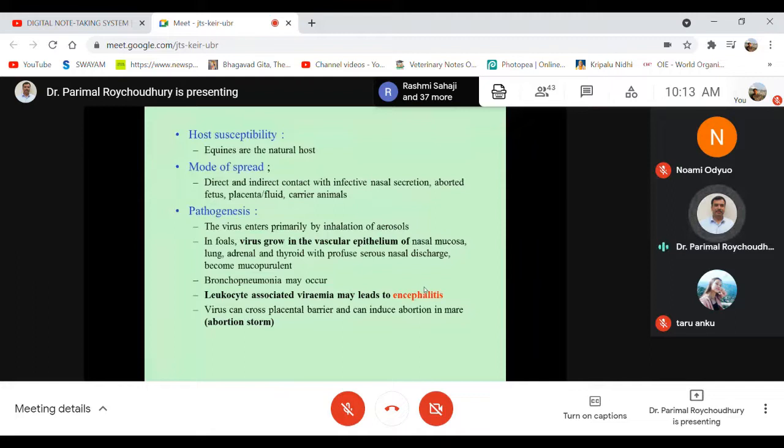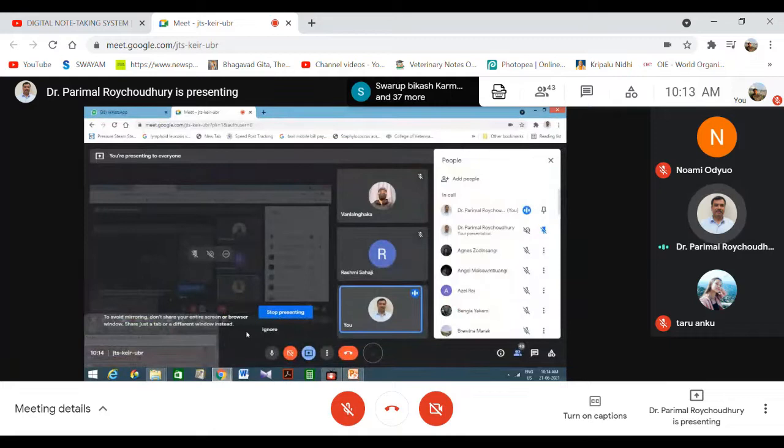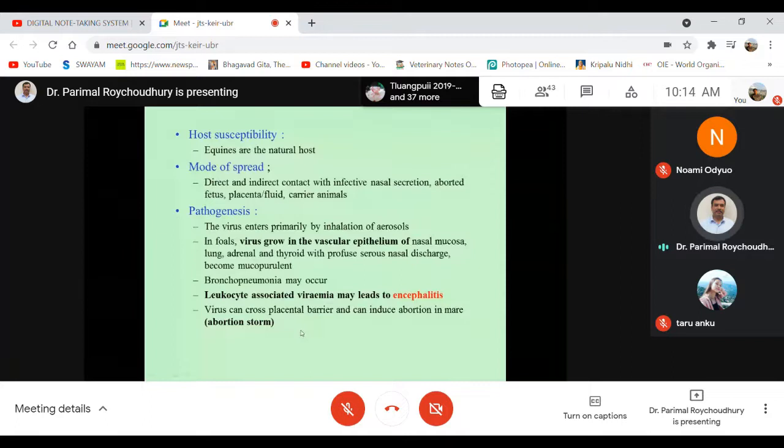the fatality is very high in foals because of this rhinopneumonitis condition. However, in adults, we could see a condition called the abortion storm. Storm in the sense that if the virus infection starts in a particular farm or a particular area, then a large number of animals will abort at a time. That's called abortion storm. Many animals will abort, and when many animals at a time cause abortions, it's just like a storm.